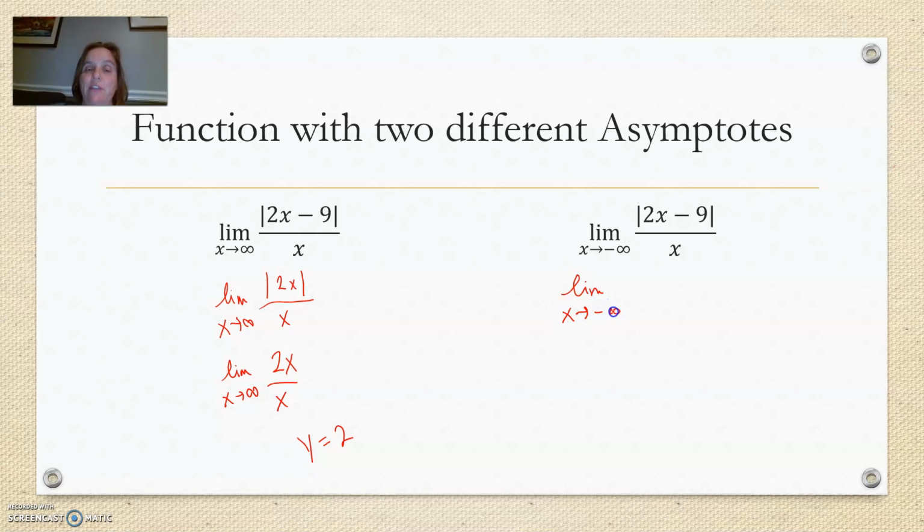However, if I go to negative infinity and I do that same process, I have to keep in mind that x is a negative number, so 2x would be a negative number. When I put 2x inside of the absolute value function, the effect of the absolute value would be to change its sign so that this would be positive.